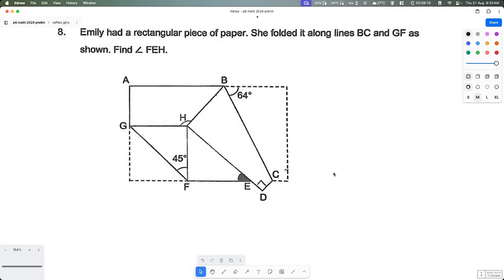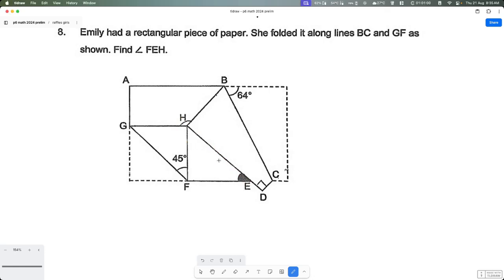Question 8. Emily has a rectangular piece of paper. She folded along the lines of BC and GF. Find angle FEH.